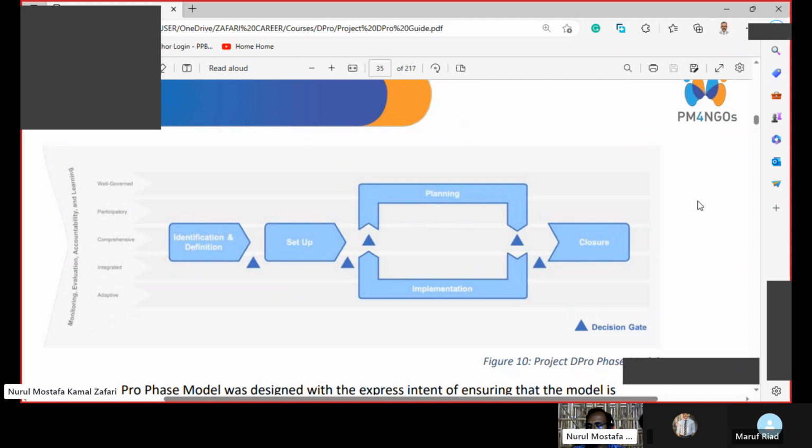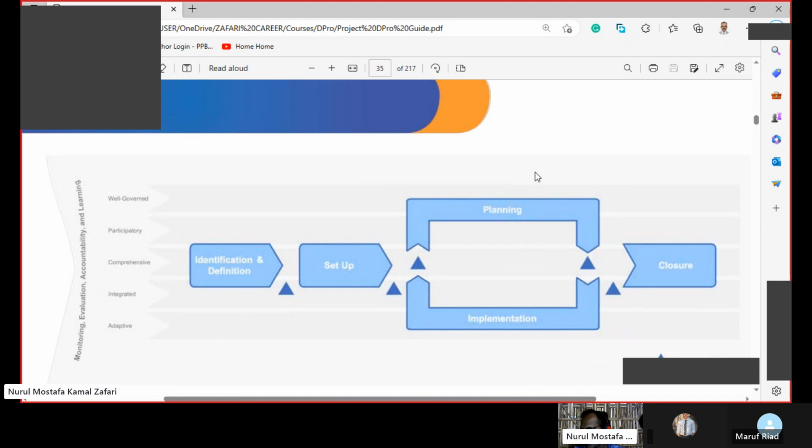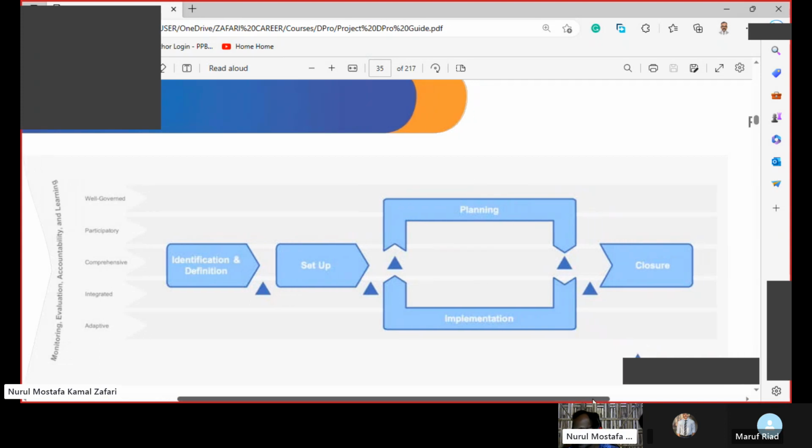And now let us discuss the diagram. I think you could see the diagram, but let me make it a bit bigger for you so that you could see it easily. Okay, now I think you could see it clearly.